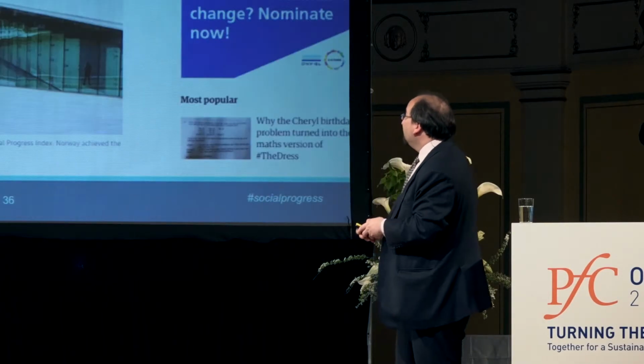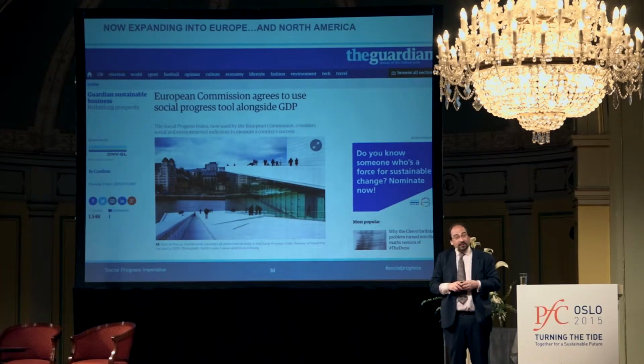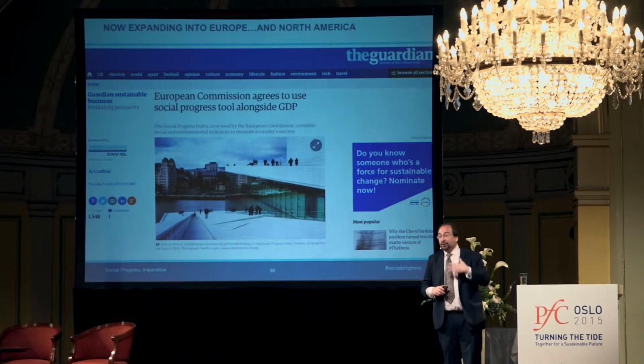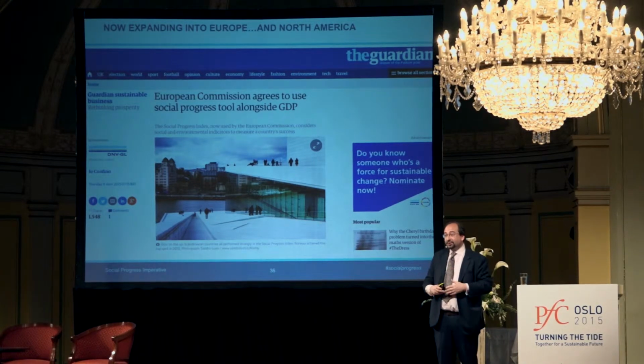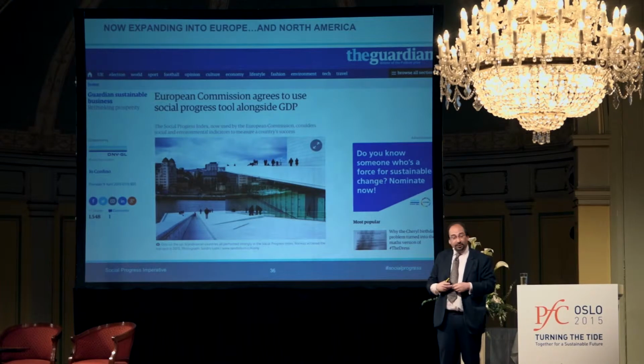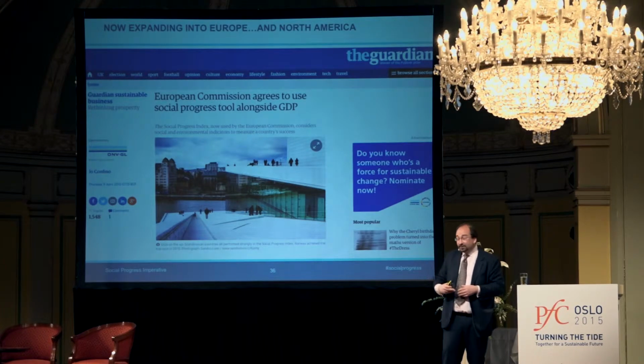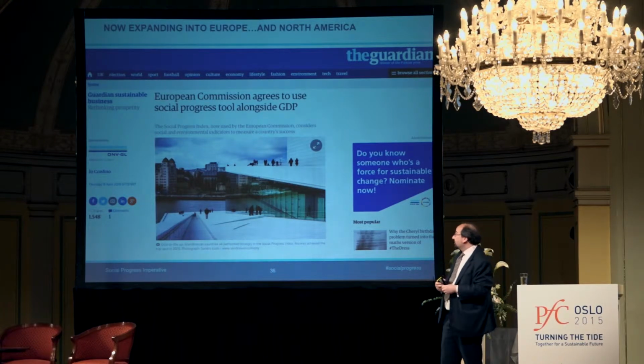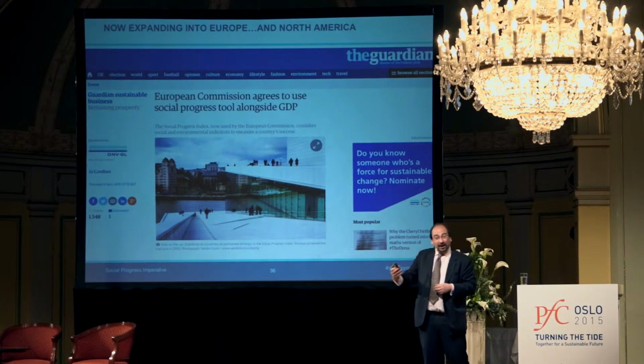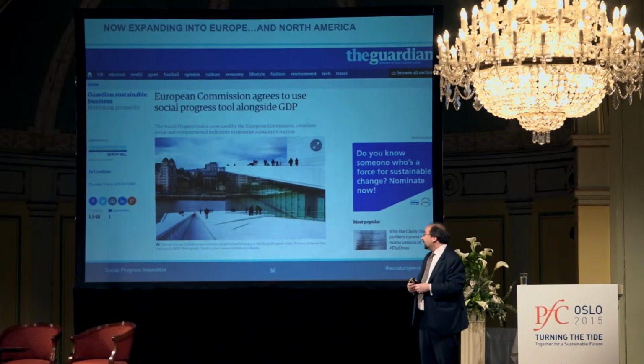And a piece of exciting news just last month is we've had an announcement that the European Commission is going to be adopting the Social Progress Index to measure the performance of the regions of Europe. So this is the 250-odd subnational regions of Europe. We're going to be working with the European Commission to produce a subnational index. And we're also now moving into the United States. We've just launched a partnership with Michigan and other parts of the United States as well. And then next year, Africa, Asia, and the Middle East, moving further.